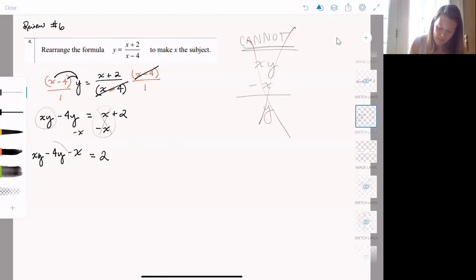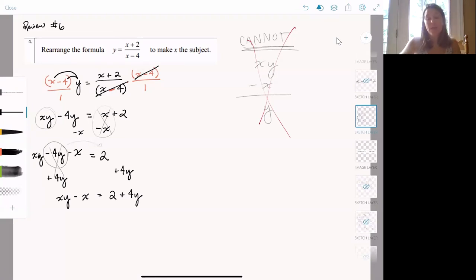I want to get this guy and send it over there, so I'm going to do the opposite. So here I'm going to add 4y to both sides. Now these two cancel out, leaving me just xy minus x equals 2 plus 4y on the right-hand side. So now, here's the trick. What I want to do is factor out my GCF, because when I look here, they both have an x.